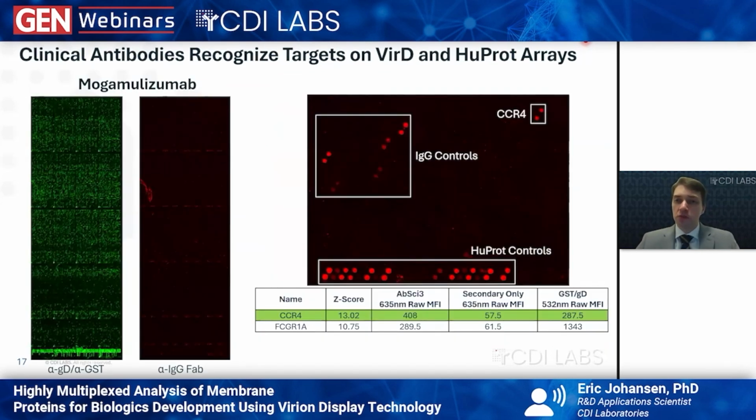Mogamulizumab is only one of 2 FDA-approved antibodies against GPCRs, the other being talquetamab against GPRC5D. In this case, we see that it was able to bind the CCR4 in our HuProt collection. In this case, for the combo array, the signal intensity for the virion was not high enough, but when we do the VirD-only arrays, which I'll get to momentarily, it too is able to bind. But again, we see the same pattern, that it is interacting with a single protein amongst all other proteins, highlighting just how specific this antibody is.